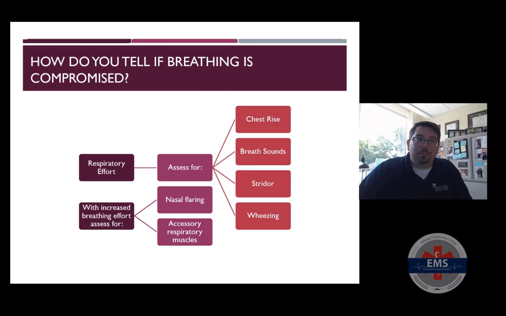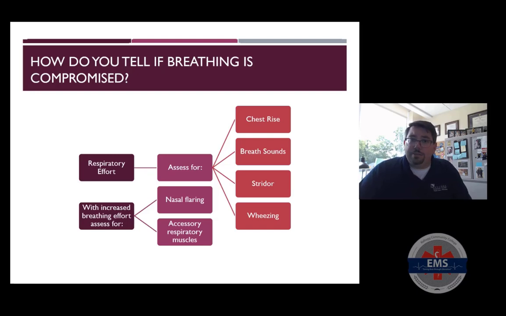We also know, how do you tell if breathing is compromised? Well, we're going to look at things like respiratory effort, where we're assessing for chest rise, breath sounds, stridor, or wheezing. And then with increased breathing effort, we're going to assess for things like nasal flaring or accessory muscle use.